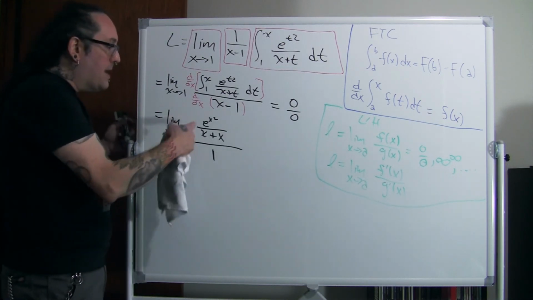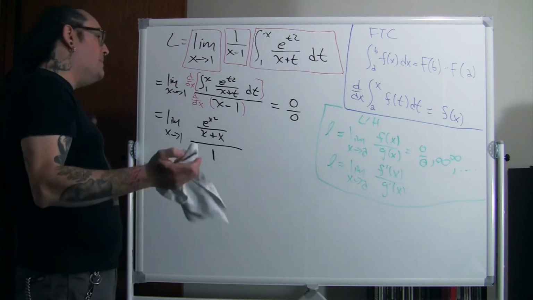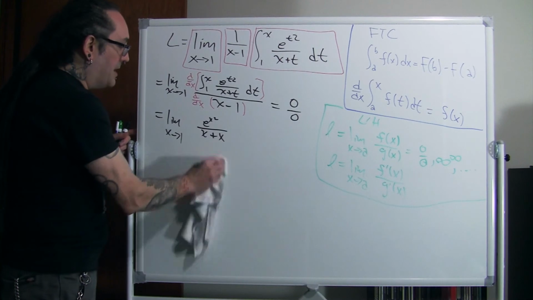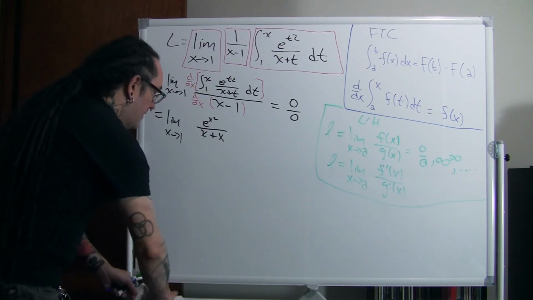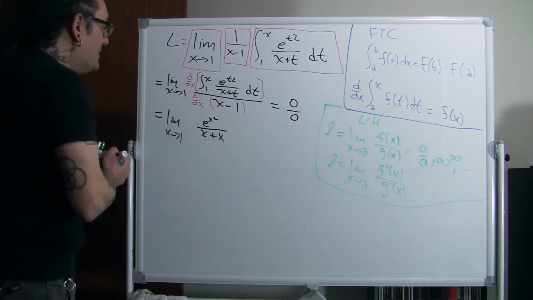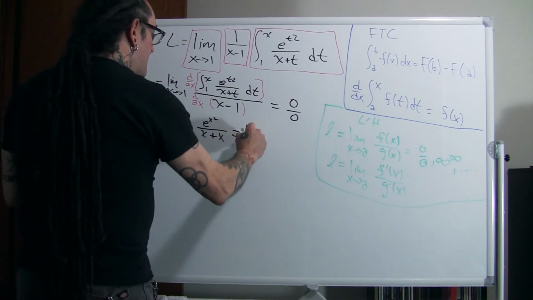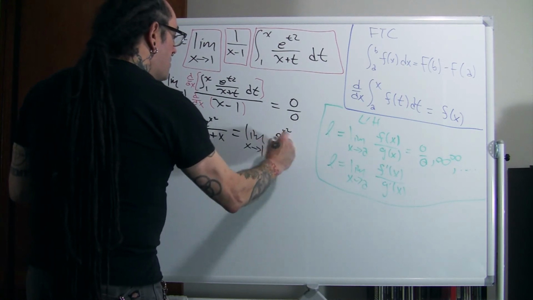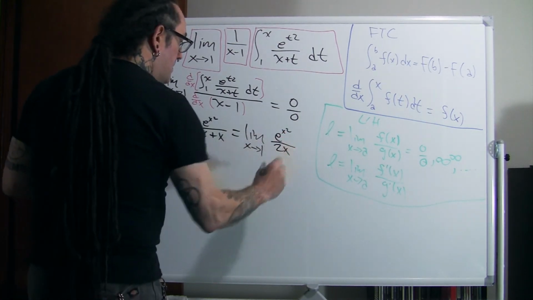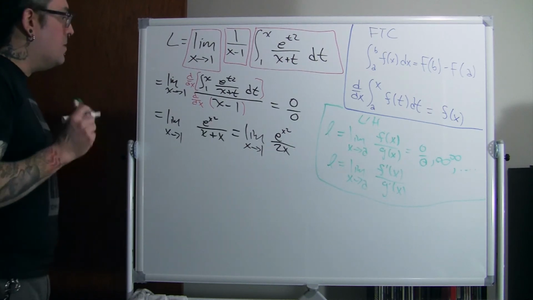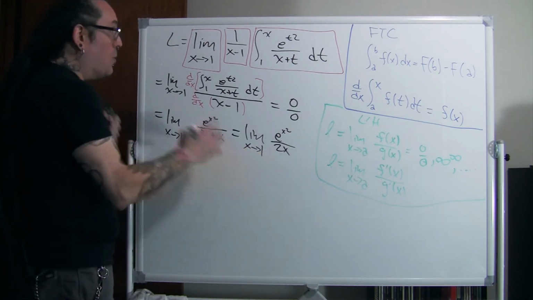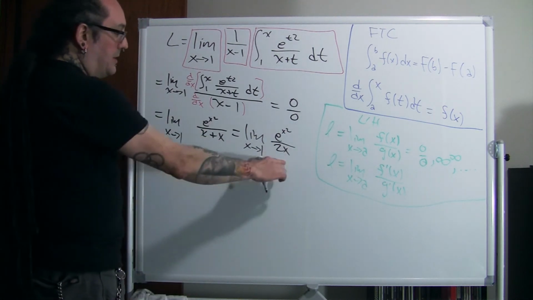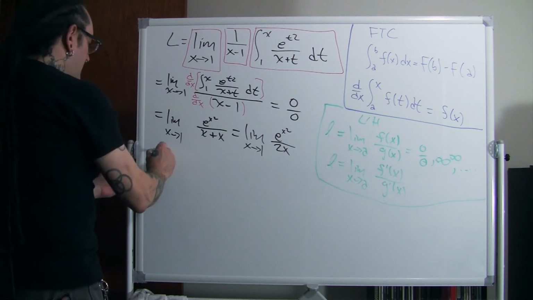Okay, so anything over 1 is itself, right? 5 over 1, 10 million over 1 is just itself. So I'm actually just going to erase this portion because this is redundant. And now we can simplify a little bit. This is the limit as x goes to 1 of e to the x squared over x plus x. Oh my gosh, look how cool. All right. And now we're ready to do what we do in early Calc 1. We're just going to substitute in 1 for x, right?